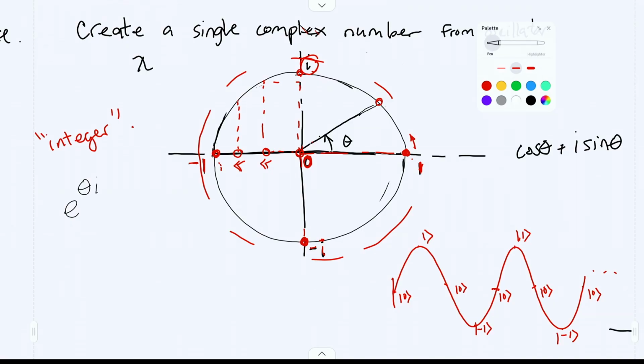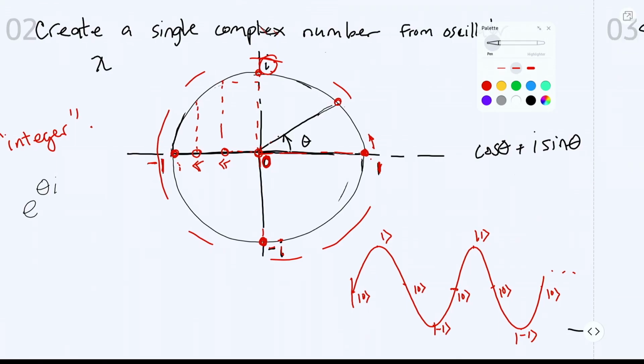I think in textbooks, they might say something like the quantum state is equal to alpha 0 times 0 plus alpha 1 times 1 or something like that. Okay.